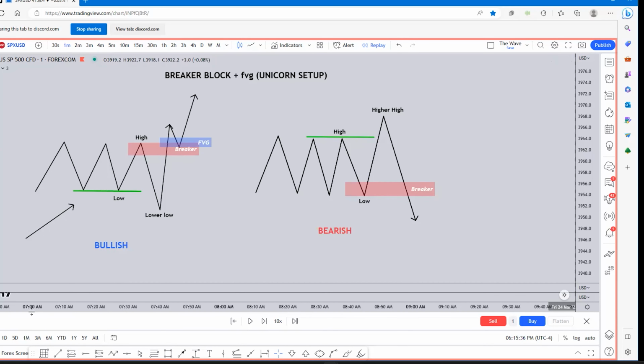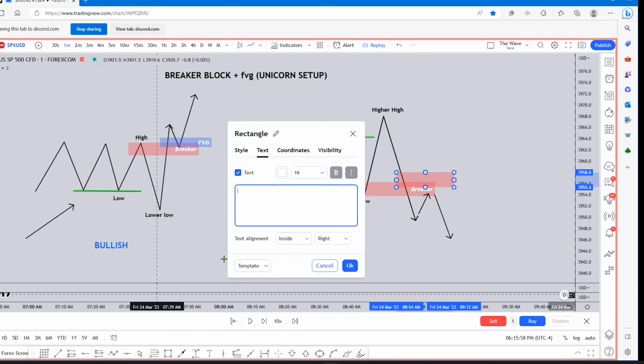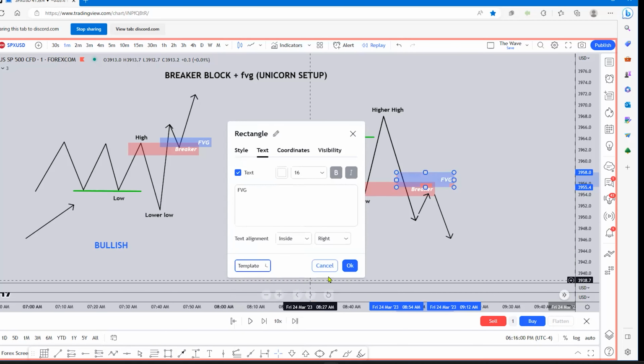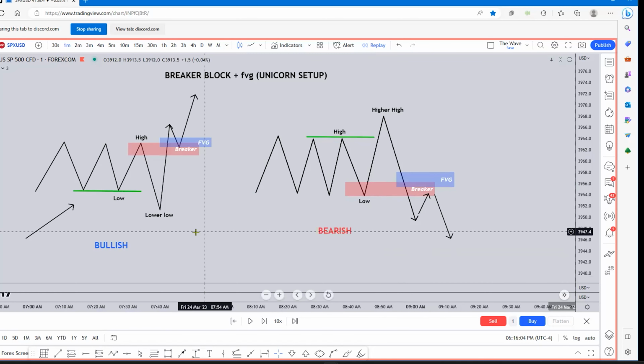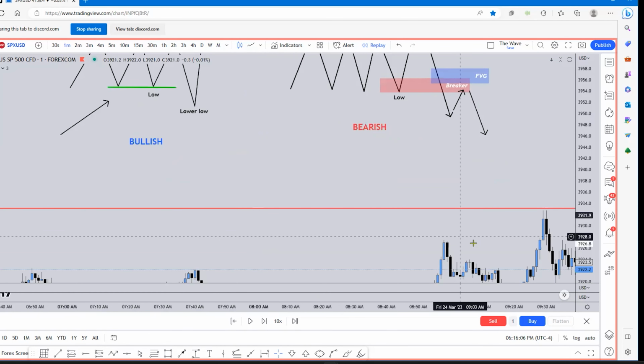And it would come back and use this breaker as resistance before we take out lower liquidity. So typically the fair value gap would be somewhere inside of here as well, nearby, or inside of that leg, this down leg here. Okay, so let's look at an example here.